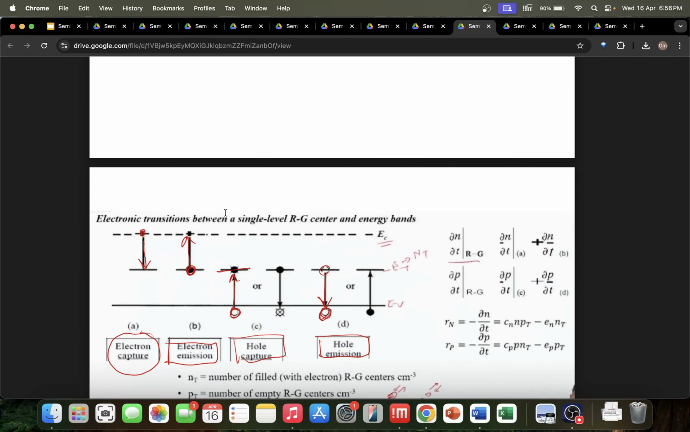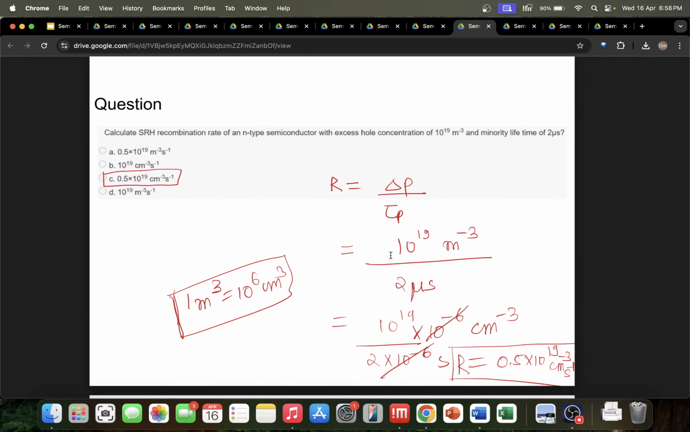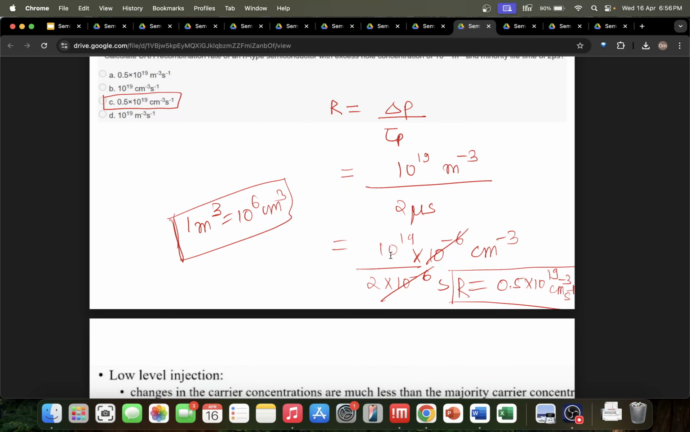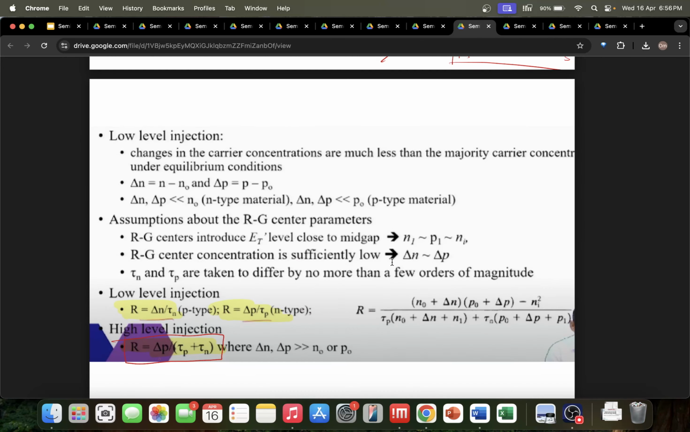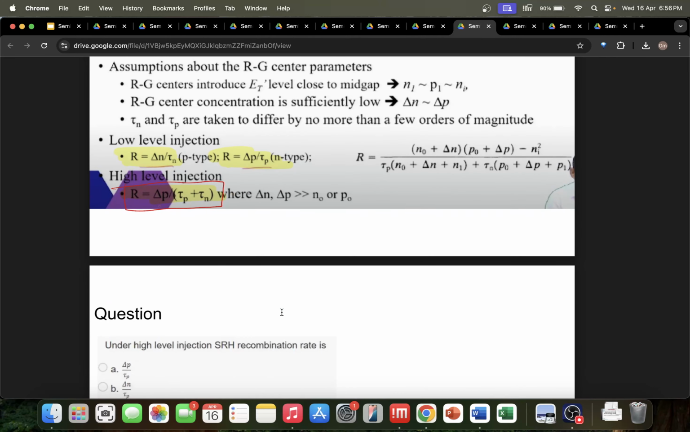Associated is SRH recombination. The different mechanisms in SRH recombination are trap-assisted electron capture, electron emission, hole capture and hole emission. SRH recombination rate calculations under low-level and high-level injection conditions are very important.